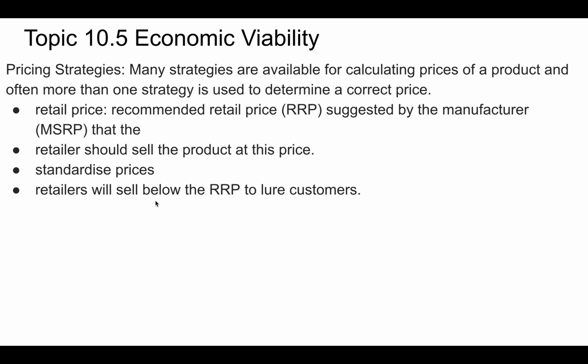However, retailers will sometimes sell below to lure customers in. So they might have a sale on whatever they're trying to sell, I don't know, vacuum cleaners. Let's say that they'll mark the product down below what the manufacturer says you should sell this product for. Okay, and that'll help to lure customers in. Usually, you don't have those prices lower than the MSRP for very long, or the RRP for very long.